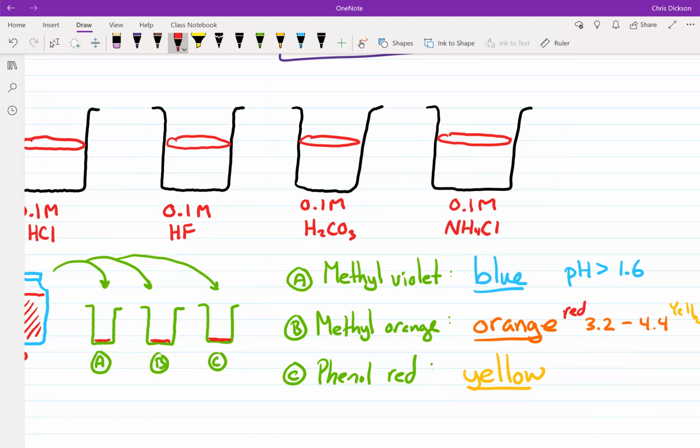And then phenol red, I don't know if that's going to help us now because we kind of got a narrow window here. Phenol red would be yellow if it's less than 6.6, which is kind of not that important, really. So we know that it should be between 3.2 and 4.4, I guess. So let's see if we can narrow this down a little bit better here.